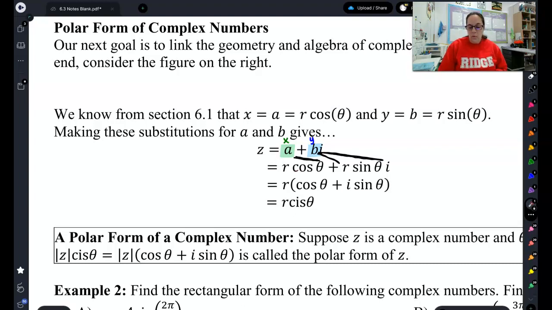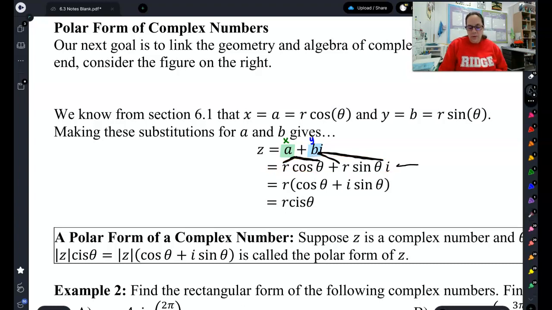Then we can do some things to shorthand it. So first thing we can do is notice that they have an r in common, so I take it out and I get r times cosine theta plus i sine theta. Then even further, they shorthand this to cis. Cosine, i, sine. See how that's just the shorthand version? So basically this is just the lazy way to write this.